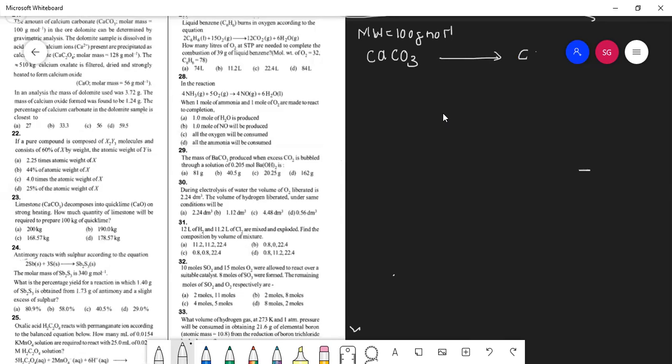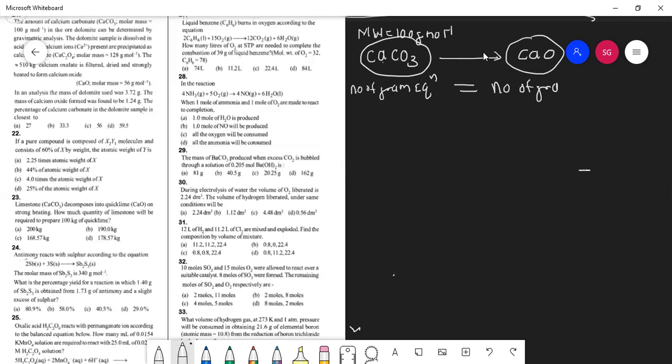So we should be concerned only with the starting and the end. What is formed in between, we are not concerned about because we don't know the reactions. But can I say the number of gram equivalents of CaCO3 will be equal to the number of gram equivalents of CaO? Can I say like this? Yes, sir. Okay.